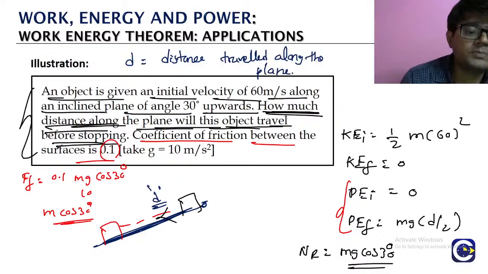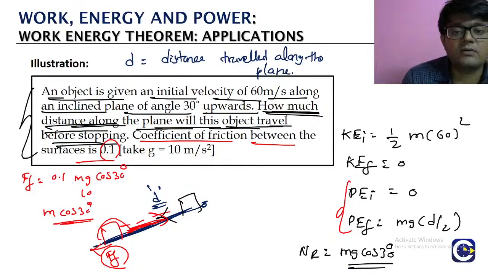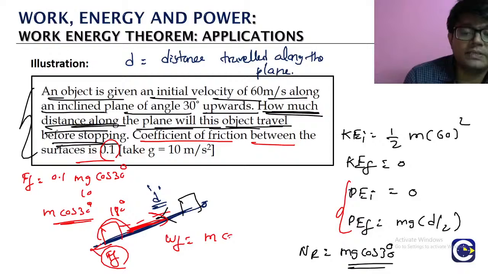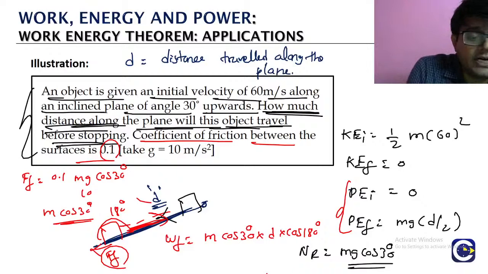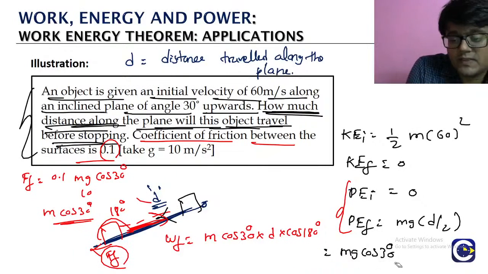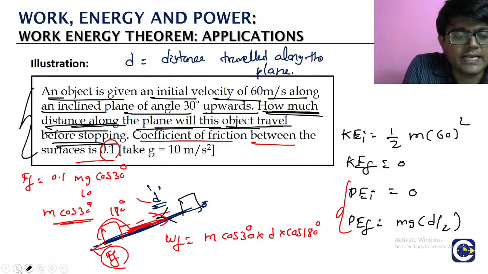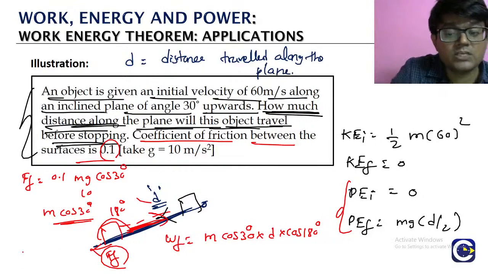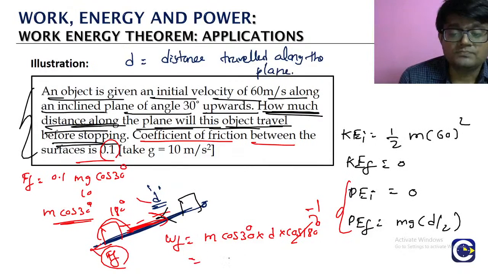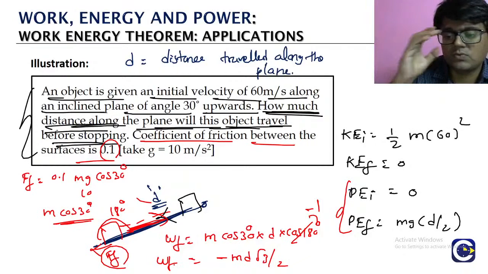See, when the object is moving up along the plane, in which direction will the frictional force act? In the opposite direction, right, which means the angle between them is 180. So look at the work done by the frictional force: the frictional force value m into cos 30, into the displacement d, into cos 180. Because the displacement is upwards along the plane, the frictional force is downwards along the plane. That is why we get cos 180, which means the work done by friction will be negative. Cos 180 is -1, and cos 30 is √3/2. So minus md into √3/2. This is the work done by friction.